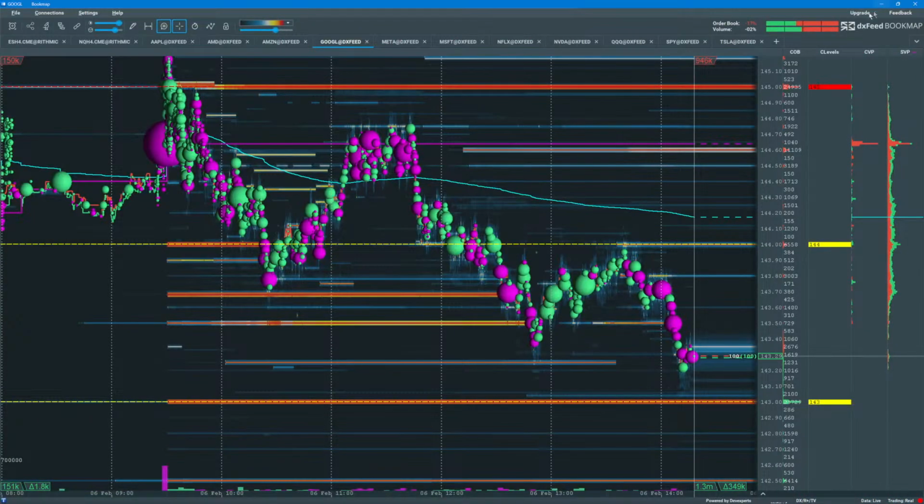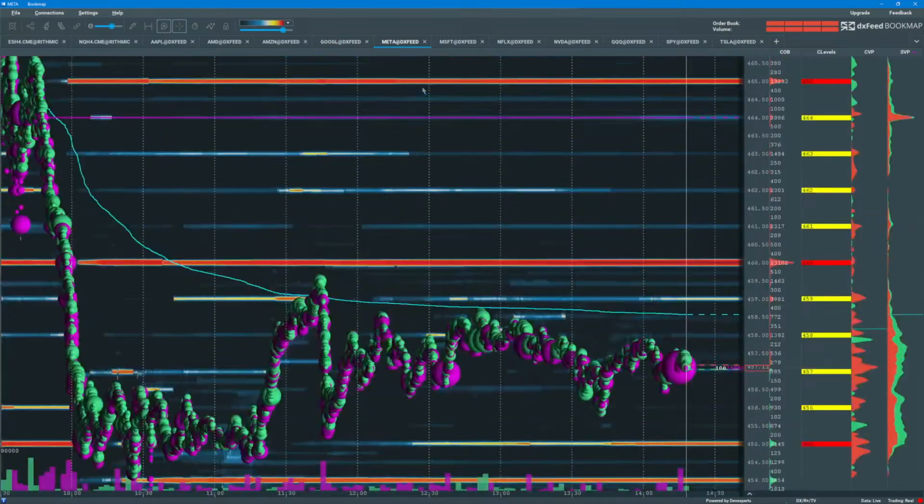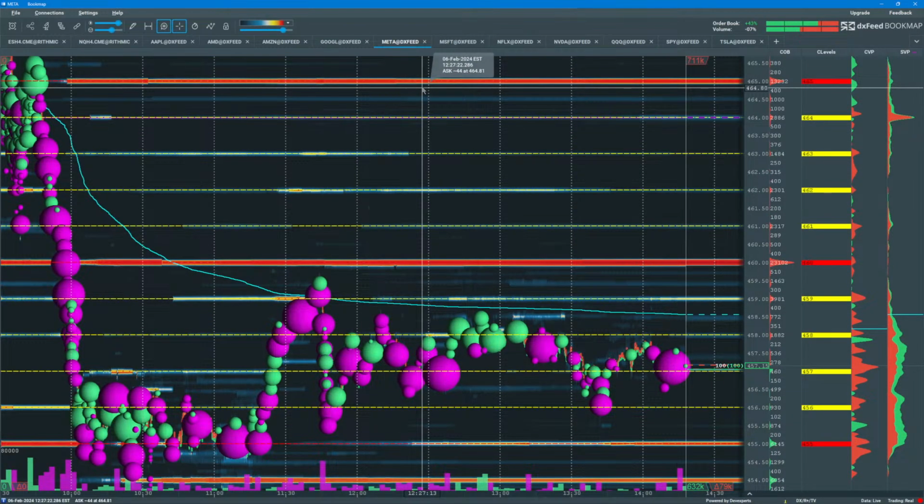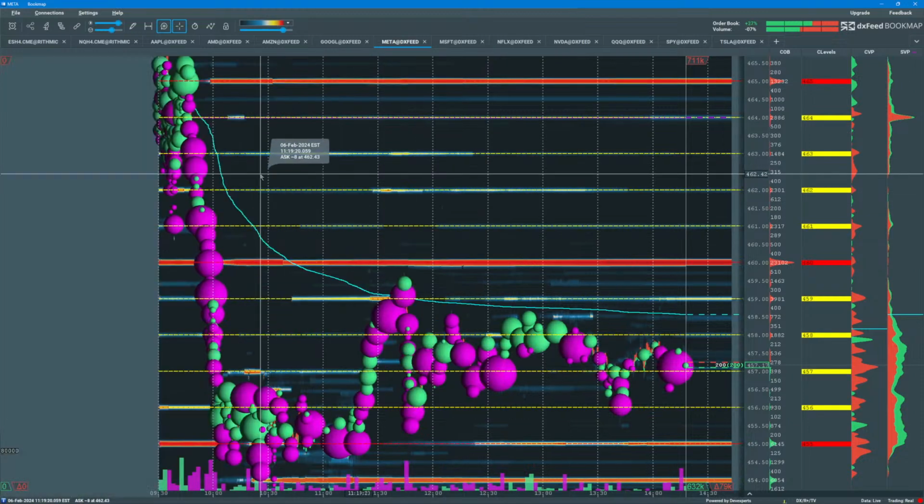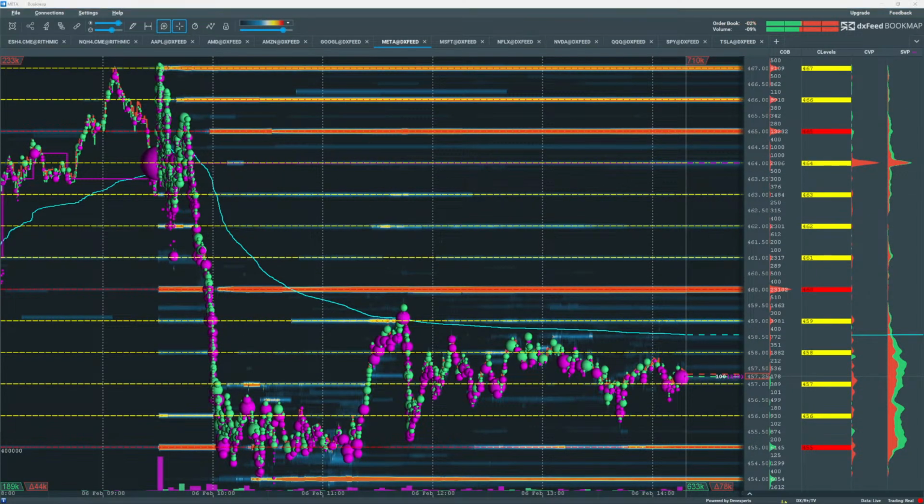Let's go back to Bookmap, go to Meta. There's the 455 put wall. Remember, traders started selling puts when they started buying calls. In addition to selling puts, Meta rose higher, Hero signal levels off, and here Meta is still struggling below VWAP. That's shown by the light blue line there, VWAP resistance right around 459.